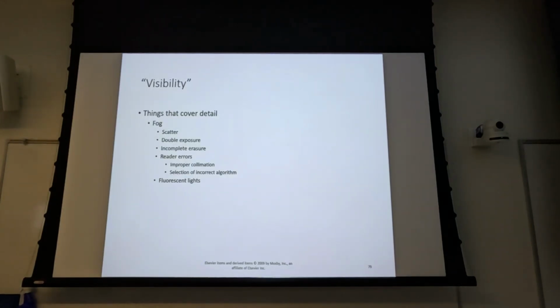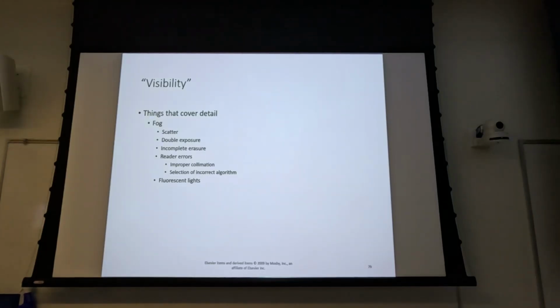All right, so visibility is what we're talking about when we're talking about contrast, those visibility issues. Things that will cover the detail and decrease your visibility would be scatter, an incomplete erasure, reader errors, things like that.